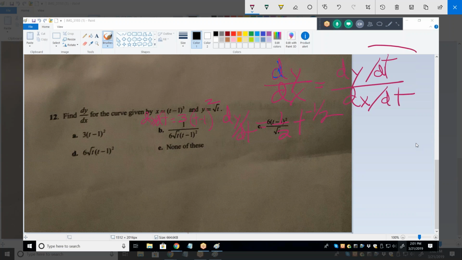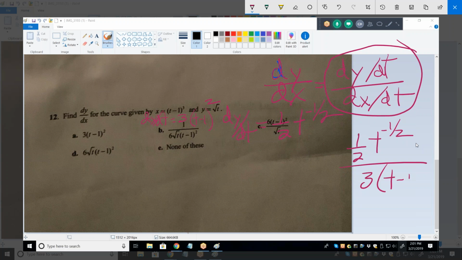Okay. Now let's plug it into that. So we have 1/2 t to the minus 1/2, divided by 3t minus 1, squared. Here, let's do it over here where we can see it a little better.